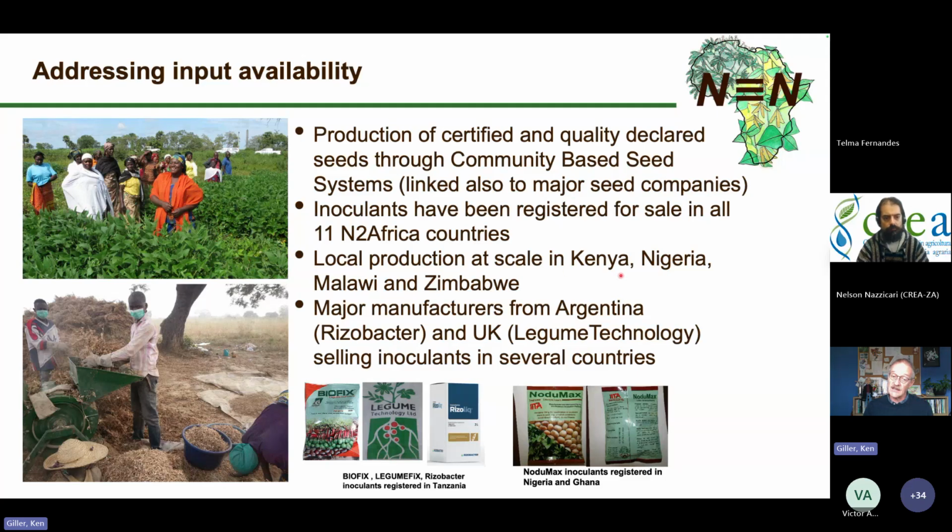Local production was scaled up in 4 different countries, and particularly in Nigeria through this product Nodumax, which was produced through the IITA as a new company, which remains in production. And then working also with importers such as Rhizobacter from Argentina and Legume Technology from the UK.